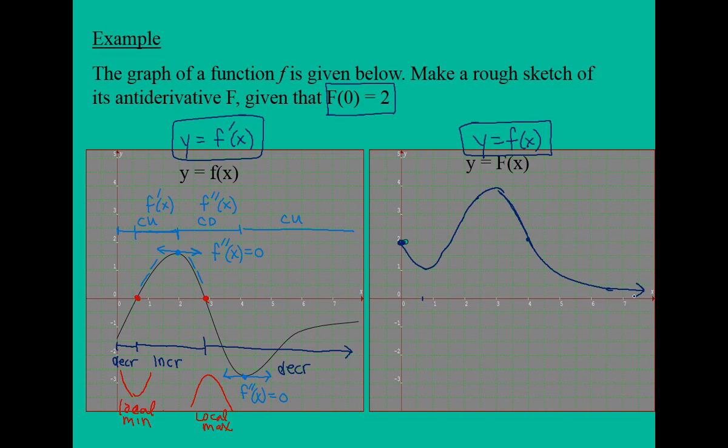Now you may be asking, well, how far do we go down here? We could look at the slope of the tangent lines a little bit more to get a little more accuracy, but we're just trying to find a general shape. So if we went down like this, that would be okay. We could go a little bit higher for the local max, but this would be the general shape of our antiderivative.